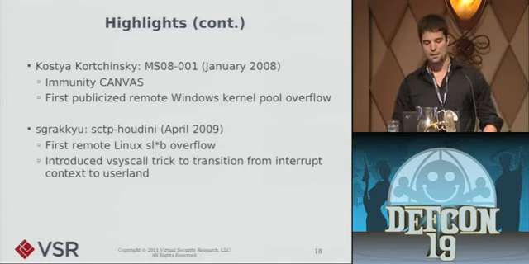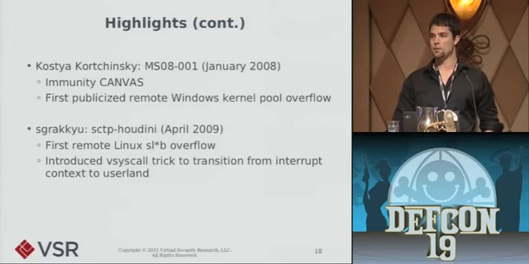And then finally, in 2009, Sgrakkyu published an exploit for a Linux kernel vulnerability in the SCTP protocol, which is a remote Linux heap overflow. And I think one of the great contributions from this exploit is he introduced a really neat trick that leverages a 64-bit specific page mapping to easily transition from interrupt context to executing code directly in userland.